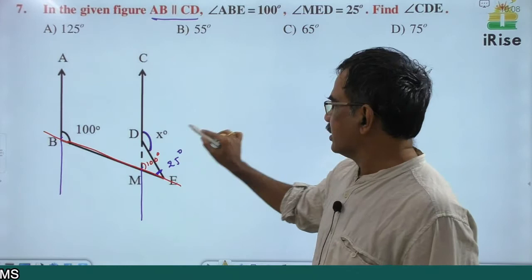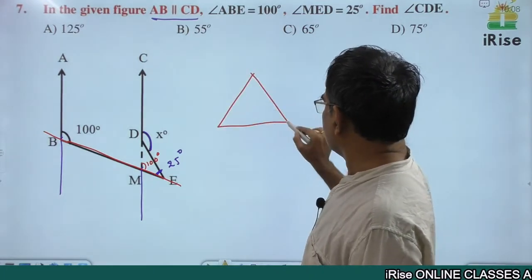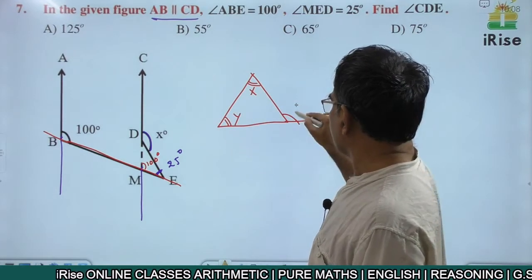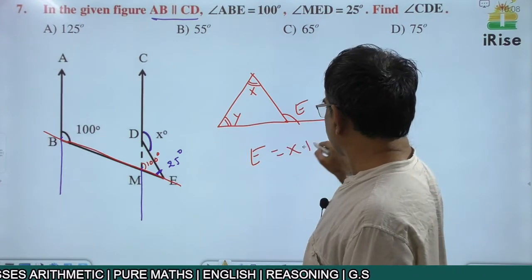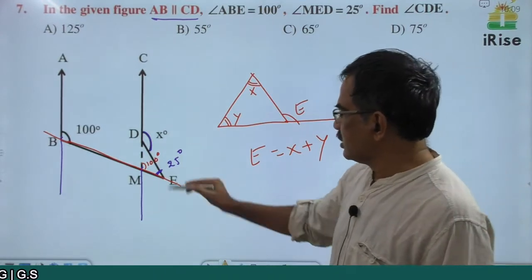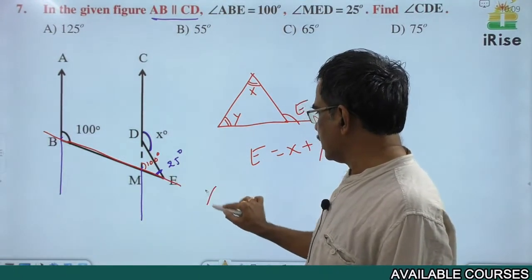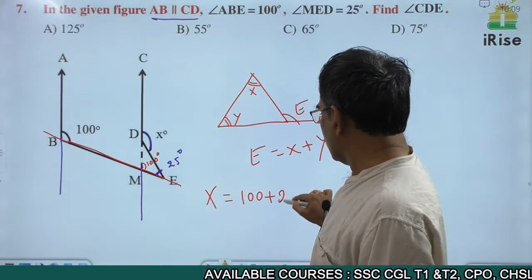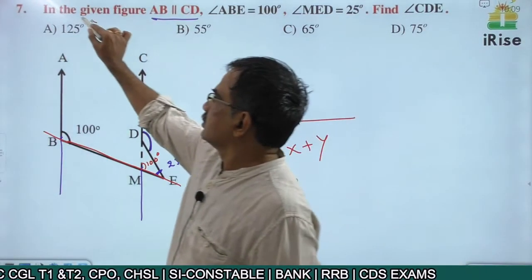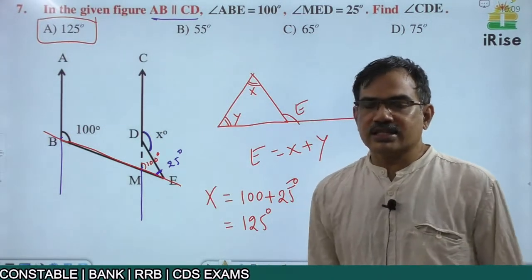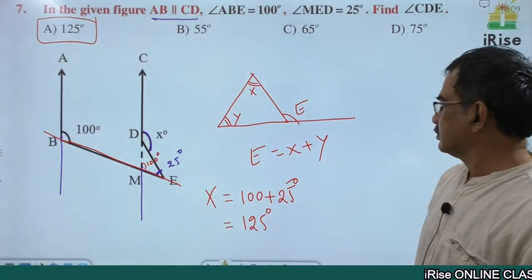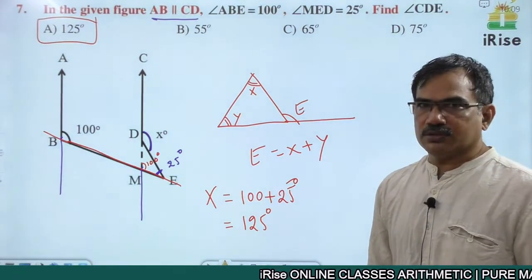In a triangle, the exterior angle is equal to the sum of opposite interior angles. If this is x, this is y, then E is equal to x plus y. So x is equal to 100 plus 25 degrees. So the answer is 125 degrees. Exterior angle is equal to the sum of opposite interior angles in a triangle. Okay. Next question.